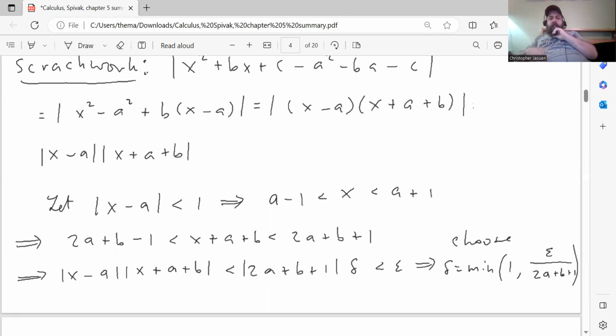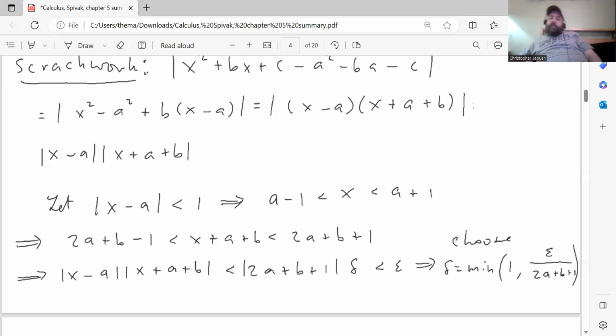So that means that x is between a minus 1 and a plus 1. And if I add a and add b to all three sides of that inequality, you get 2a plus b minus 1 less than x plus a plus b less than 2a plus b plus 1. And that means I can choose 2a plus b plus 1 to be an upper bound for that other factor. So x minus a in absolute value times x plus a plus b in absolute value will be less than absolute value 2a plus b plus 1 times delta. Okay. And that's what I want less than epsilon.